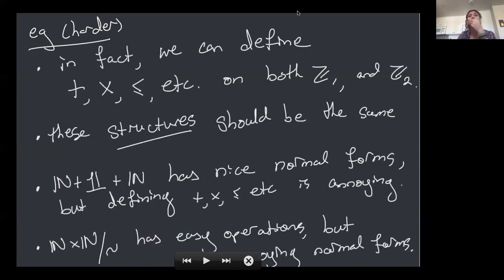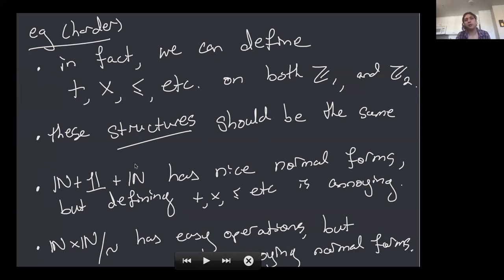So why do we care? Well, we can define all of the nice operations that we would like to have for Z1 and Z2. We can define plus, we can define times, but these structures should be the same, right? They have the same amount of information. We would expect them to contain the same data. We shouldn't really care about the implementation details. But there are still reasons to prefer one over the other.